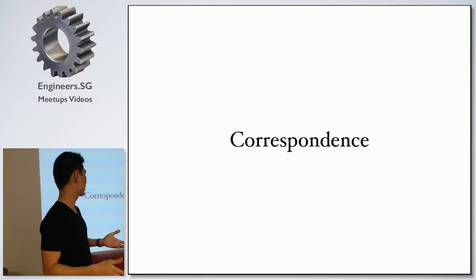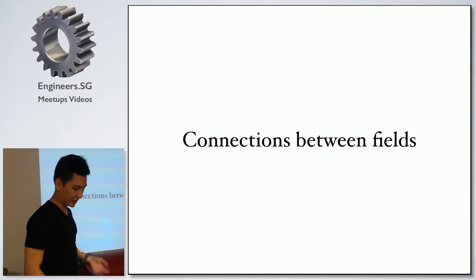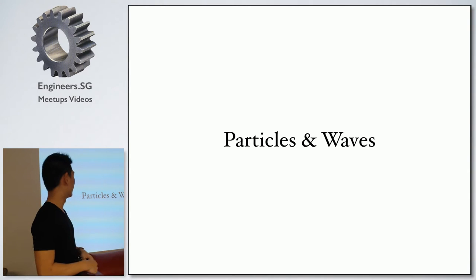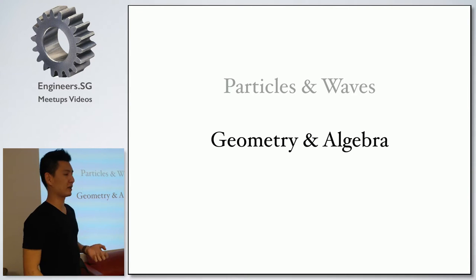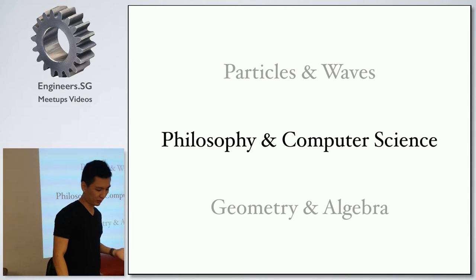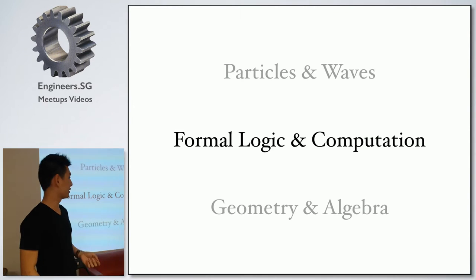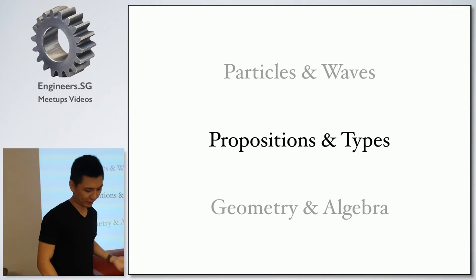So, for the purpose of this talk, I'm going to use the word correspondence a lot, just to make it simpler. Connections between fields. For example, in quantum physics, you have particles and waves. When this happened, there was a huge revelation in the physics community. Geometry and algebra using Cartesian coordinates, and also philosophy and computer science, which is what we're going to talk about. Specifically, formal logic and the idea of computation, which is propositions and types, the title of the talk.